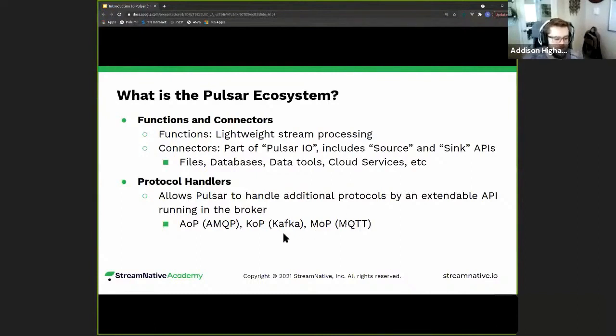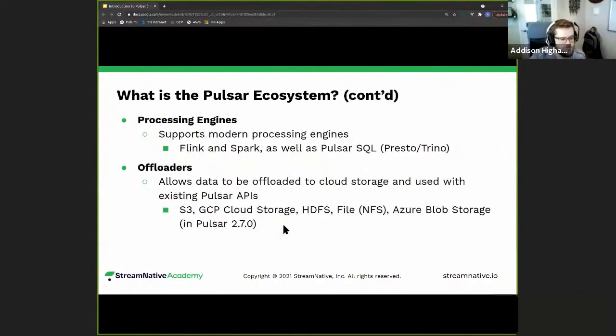So we have AoP, AMQP, KoP, and MQTT. So this allows you to have a protocol handler that allows Pulsar to seamlessly speak Kafka, for example, as well as continuing to use the Pulsar protocol. Finally, processing engines, Flink, Spark, as well as things like Pulsar SQL, which is built on top of Trino, as well as offloaders that allow, once again, that data to be moved into tiered storage, S3, GCP, et cetera.